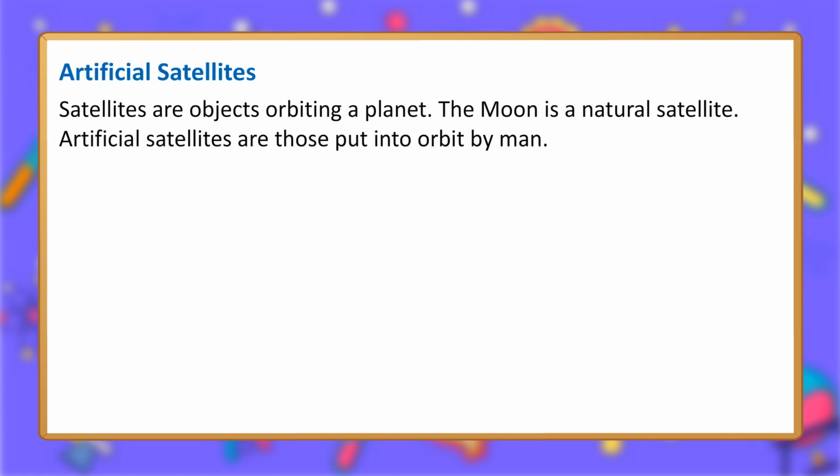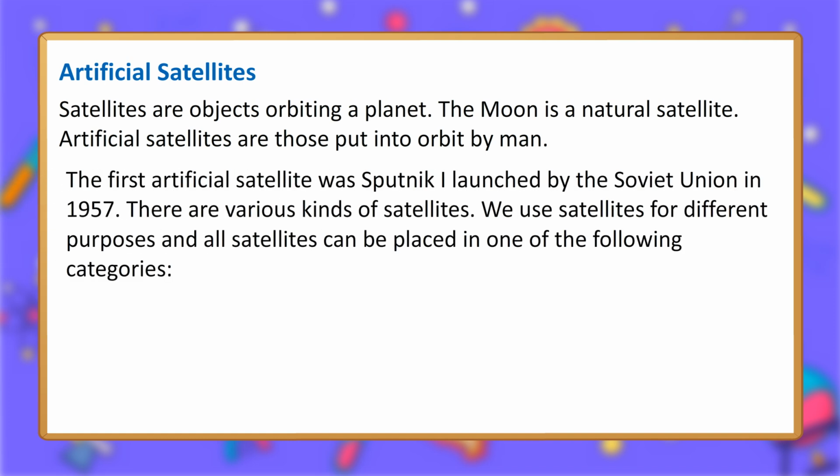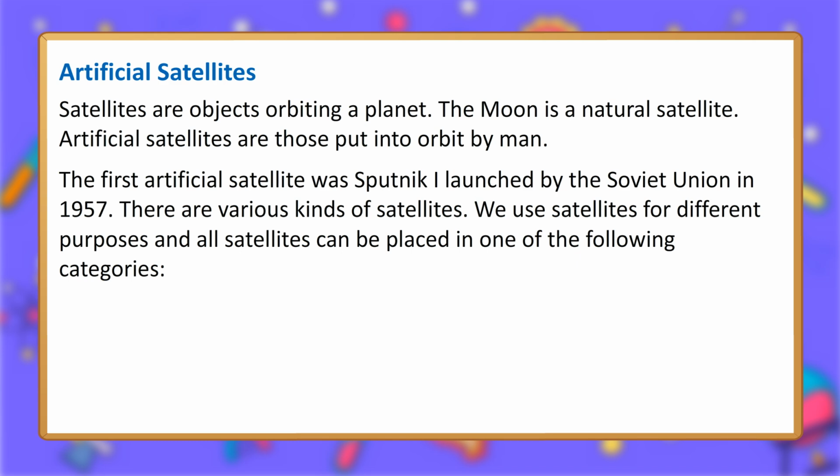Artificial satellites. Satellites are objects orbiting a planet. The moon is a natural satellite. Artificial satellites are those put into orbit by man. The first artificial satellite was Sputnik I, launched by the Soviet Union in 1957. There are various kinds of satellites. We use satellites for different purposes and all satellites can be placed in one of the following categories.